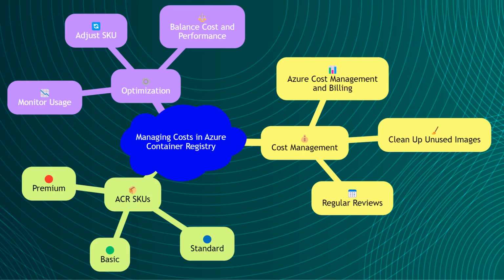Managing costs is essential for any cloud deployment. Azure Container Registry offers different SKUs, Basic, Standard, Premium, with varying features and pricing. Monitor your usage and storage costs using Azure Cost Management and Billing. Implement policies to clean up unused images and repositories to optimize storage costs. Regularly review your ACR usage and adjust your SKU or configurations to balance cost and performance.